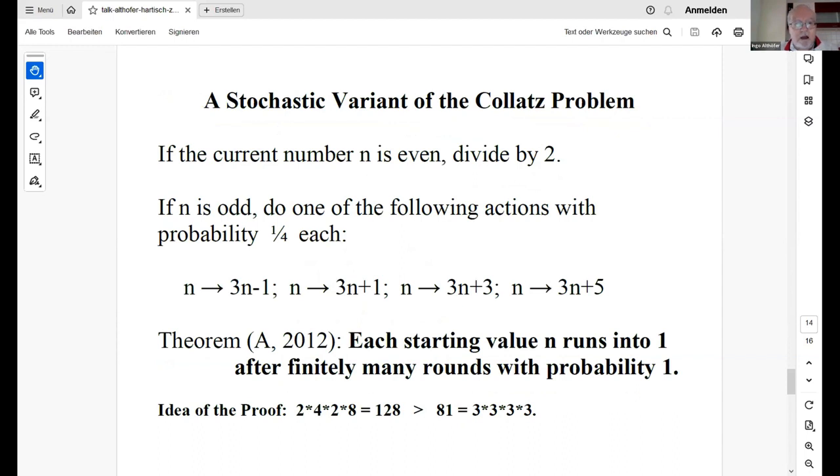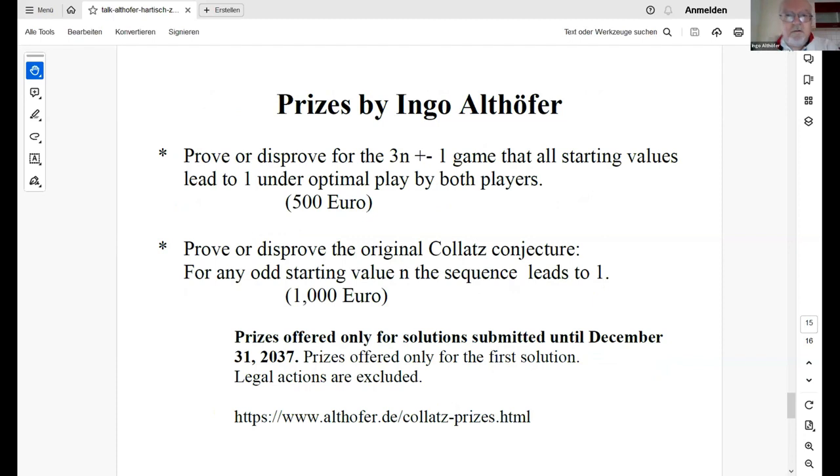I wanted to show something about the stochastic variant, but we'll skip that. Instead, I tell you what prizes I offer. The first one is 500 euro.